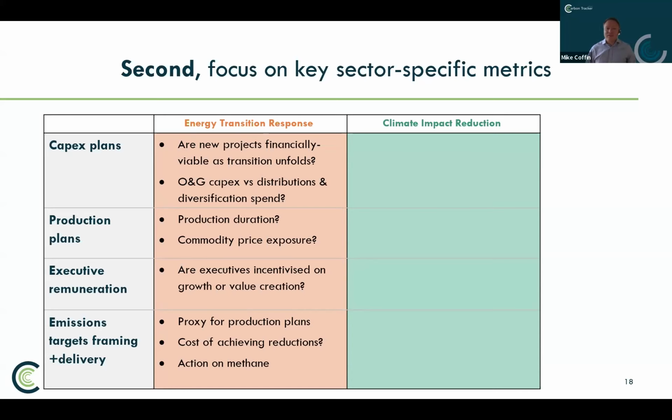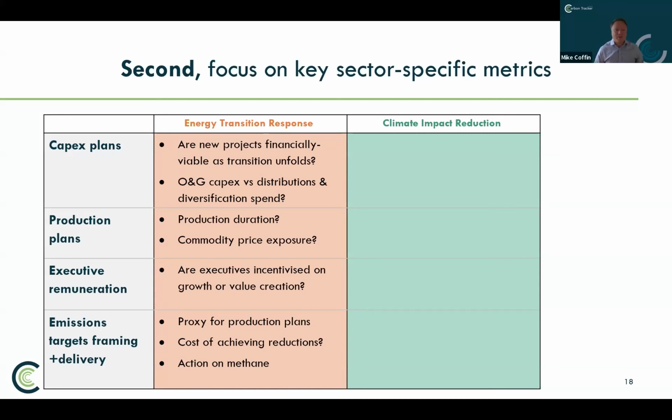Looking at oil and gas CapEx versus distributions and diversification spend. Again, it's not oil and gas CapEx versus new CapEx necessarily, because that would implicitly assume companies must transition to something. We're looking at absolute levels of oil and gas CapEx, and we're looking at the relative level of oil and gas CapEx versus distributions or diversification.